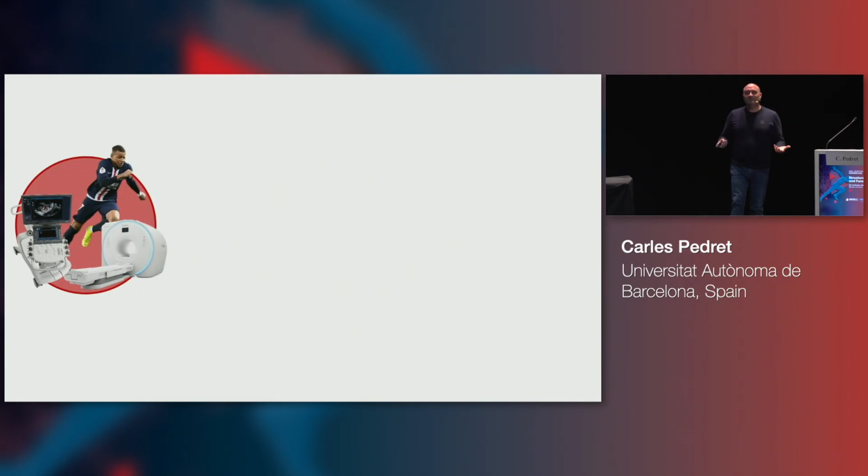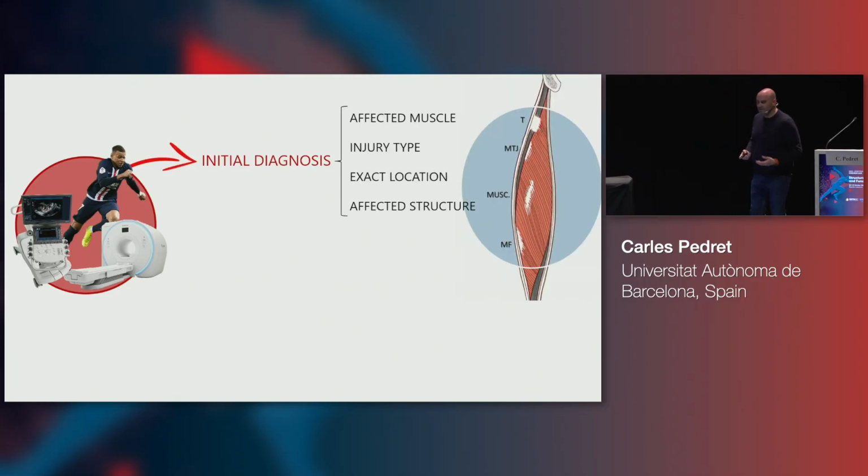So when we have an injury, we need to think about three important things regarding imaging. First one is the initial diagnosis, okay? This is the affected muscle, as I said, injury type, exact location, and affected structure. So you can see here in this drawing the muscle schema of, for example, what could be a biceps femoris, we can have a lot of different ruptures or tears or pathologies or issues in the same muscle affecting different types of structures. And we need to know which of them we are speaking about, because all of them have different types of treatment. So no diagnosis, no party.